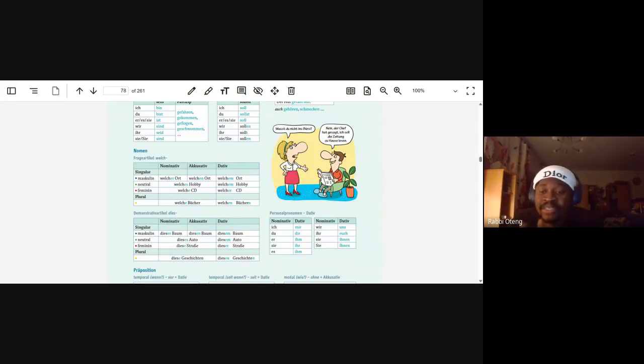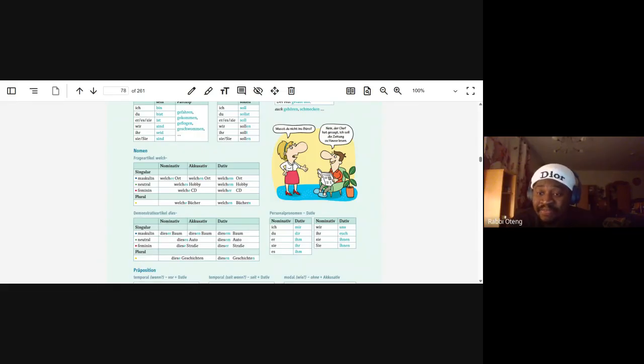Okay, with masculine, it is welcher Mann. If you want to say which man came here, welcher Mann ist hier gekommen. Because if you say der Mann ist gekommen, the man came here. So I want to say which man came here, then welcher Mann ist hier gekommen. So this is the nominative.